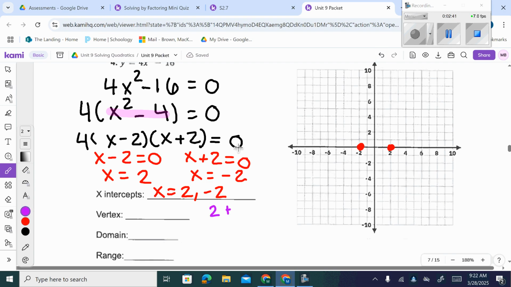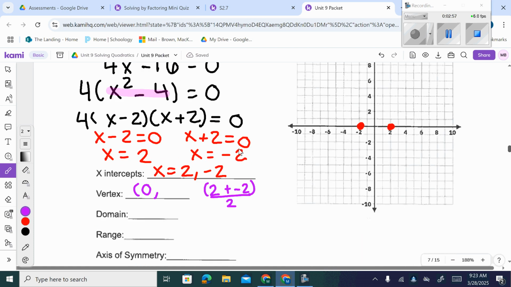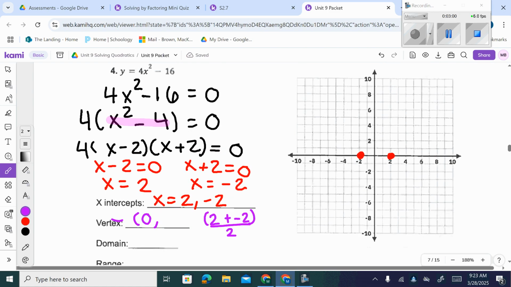Look at your graph. Does 0 look like the halfway point? Is that the middle? Okay, now, are you done? No. That's the x. You have to go and find the y. How are you going to find the y? Substitute. You're going to go back to your equation up here, and everywhere there's an x, you're going to put a 0. So that's going to be 4 times 0 squared minus 16, which is -16. All right, so that's your vertex.